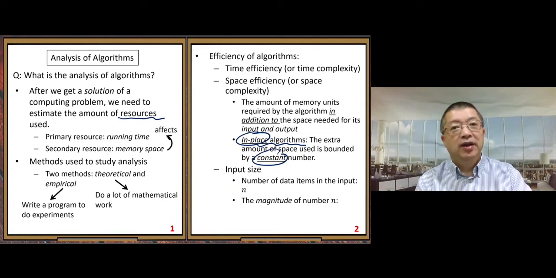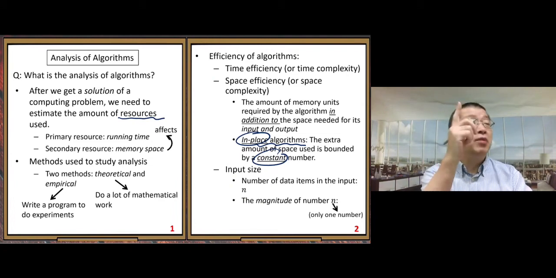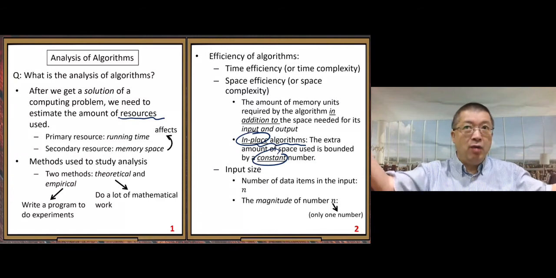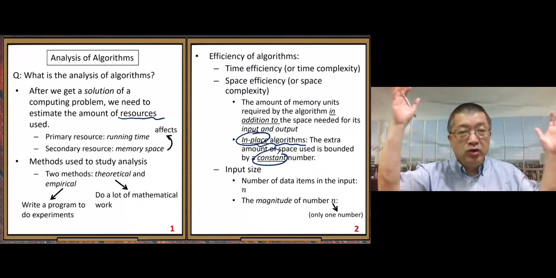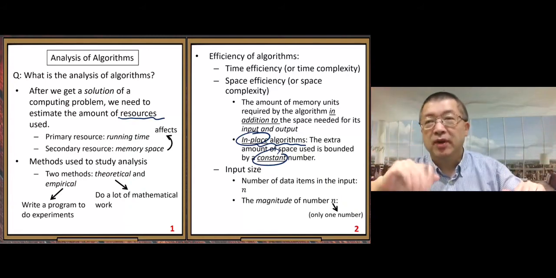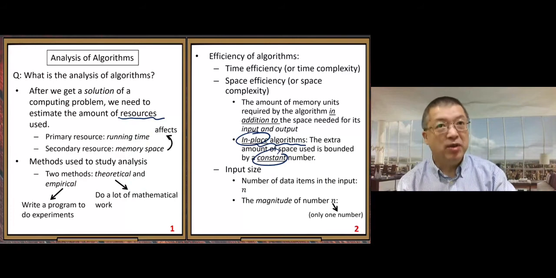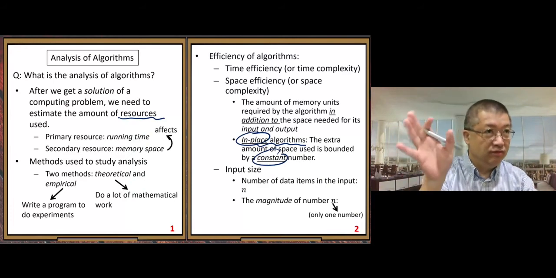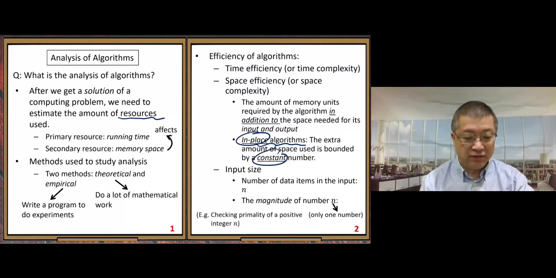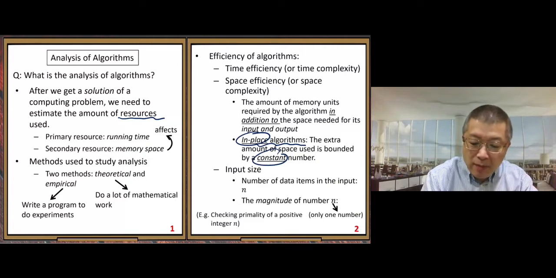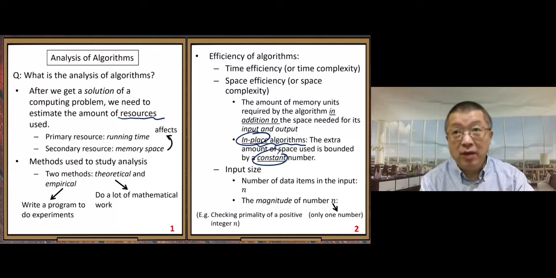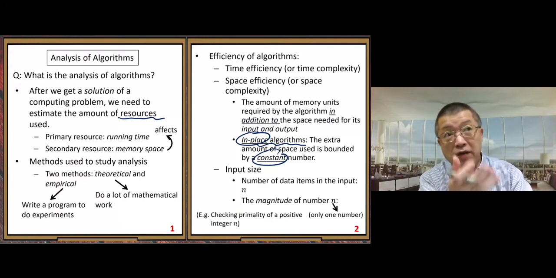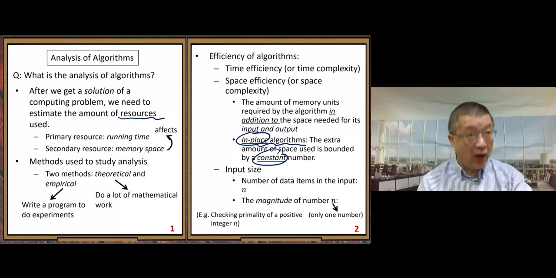Why? In this situation, only one number. The data is given as just one number. So that number could be large, could be small. The magnitude of that number, we treat it as the input size. Why? There is one famous problem that follows this situation: checking primality. You know prime, right? Prime numbers. Check if a given number is a prime or not.